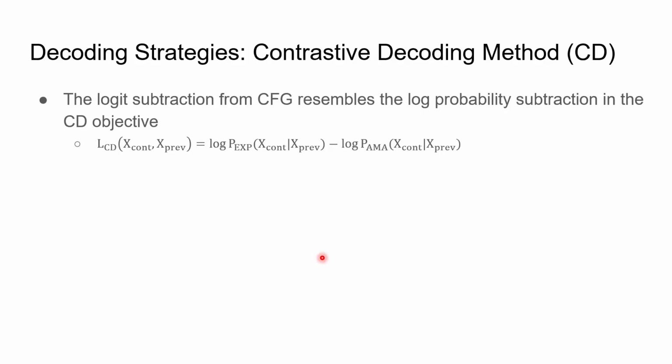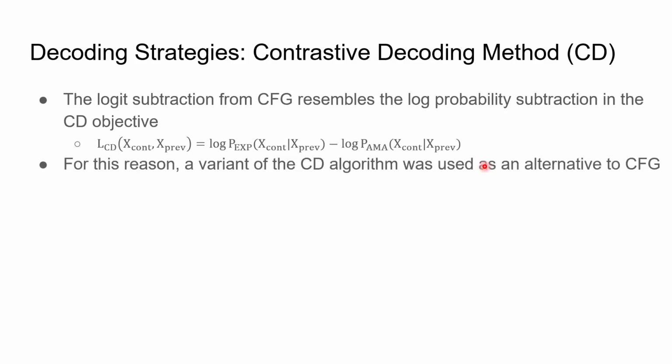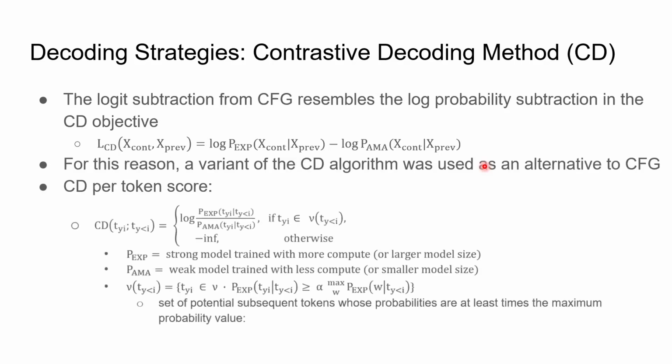This is implemented by subtracting the probabilities of the small model from the large model, which is similar to the logit subtraction from classifier-free guidance, as you can see here. This objective rewards text patterns favored by large language models and penalizes patterns favored by small models. The objective is defined at the sequence level, and since the generator functions on a token level, the following equations were used. The per token contrastive decoding score, as you can see here, is defined as the log probability of the expert model over the amateur model if the token is in the set of new, as you can see here and here. Otherwise, the score is negative infinity.